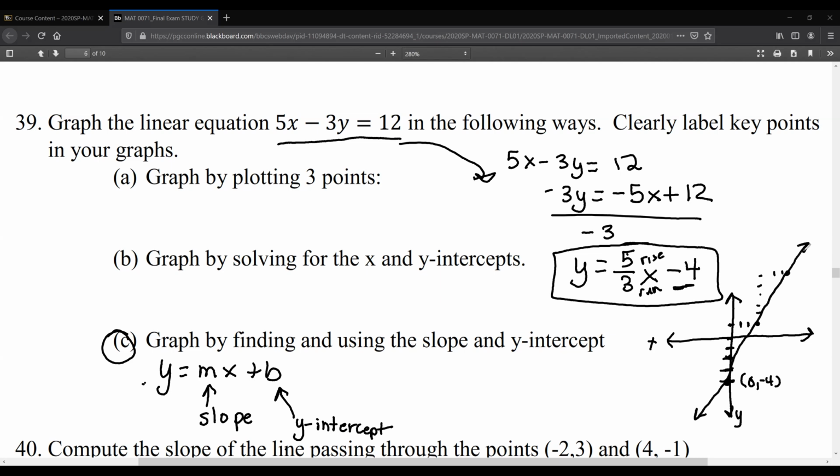And I really recommend this. This is your slope, because you go up here 5 units, and then you go to the right 3 units. So your slope is 5/3, your rise over your run. More importantly, that's what your graph looks like. It's a positive graph, and you can identify your y-intercept.